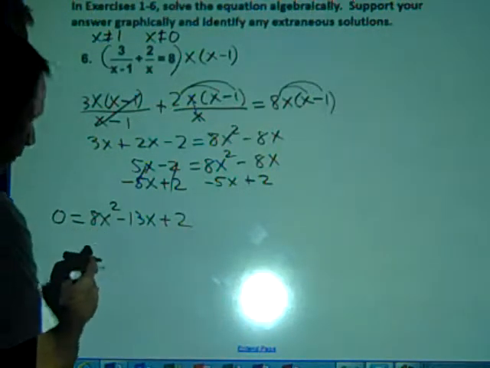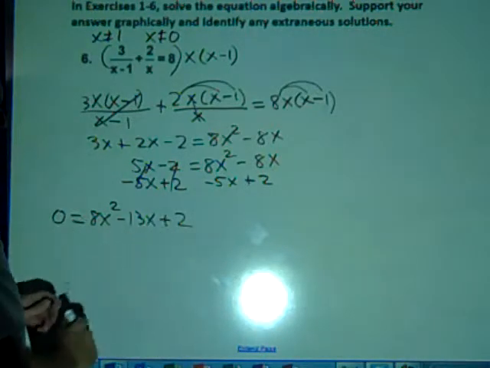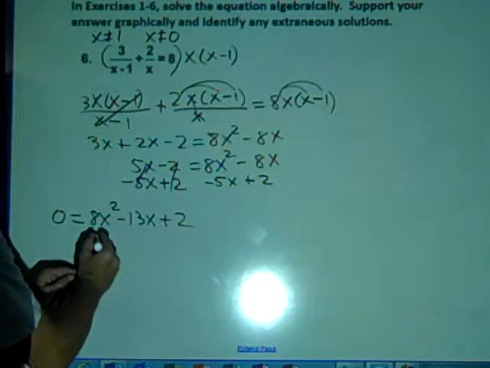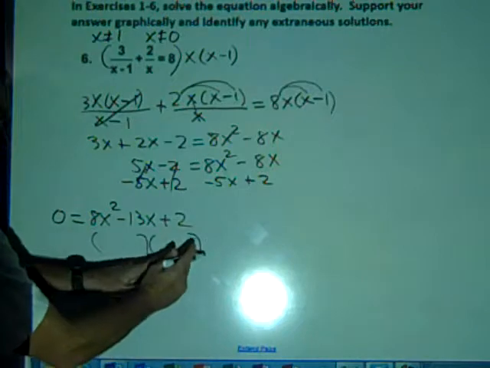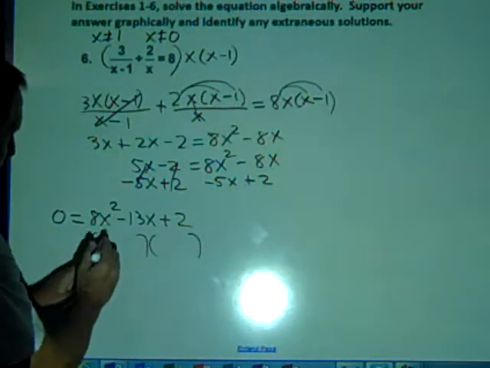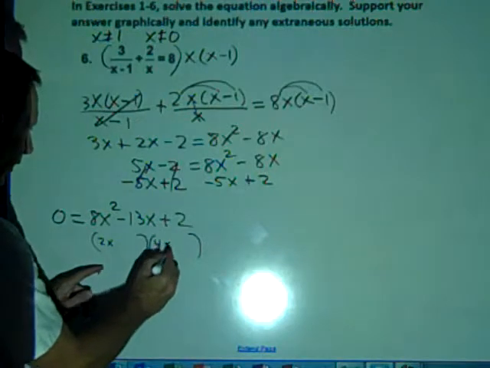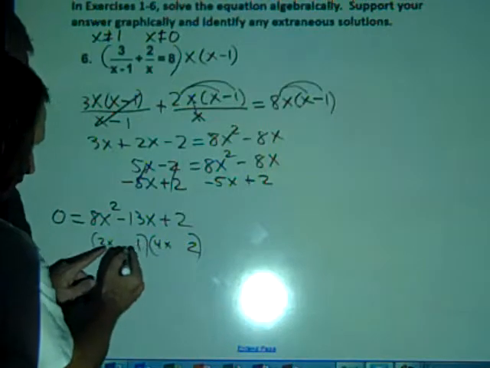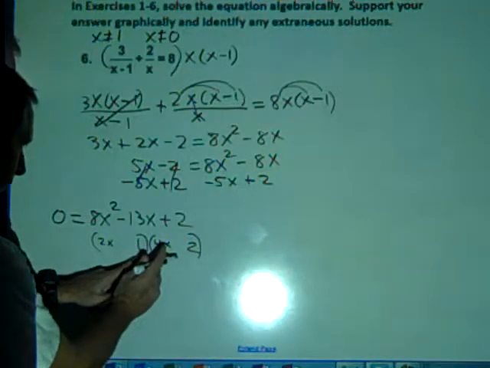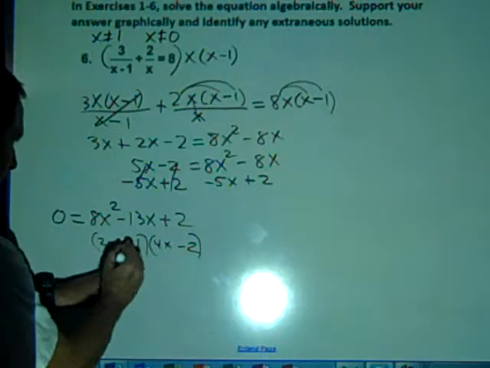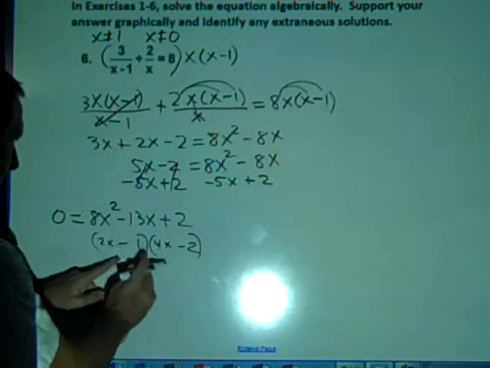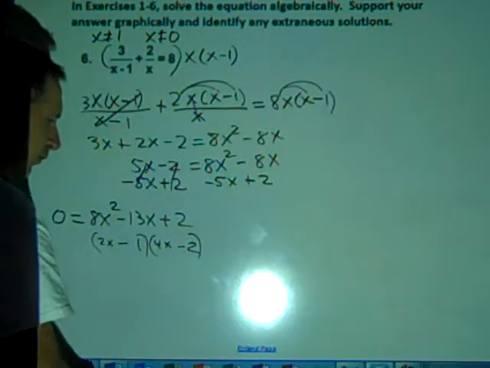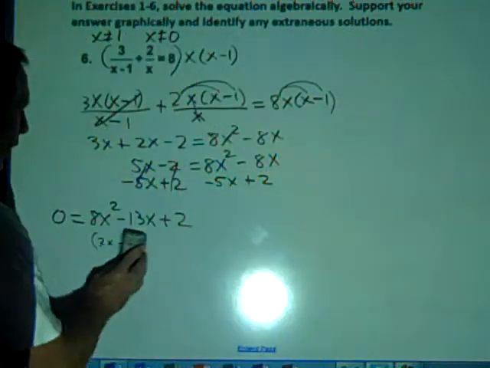Now, we could try to factor. That would be the easiest thing to solve for x. But if we look at these numbers right here, what are going to be your factors of 8x? We'll have 2x and 4x maybe, and we'll have 2 and 1. But if we go ahead and work these out together, we'll quickly find out that there is no way we can factor this function. So we're going to be left using the quadratic formula.